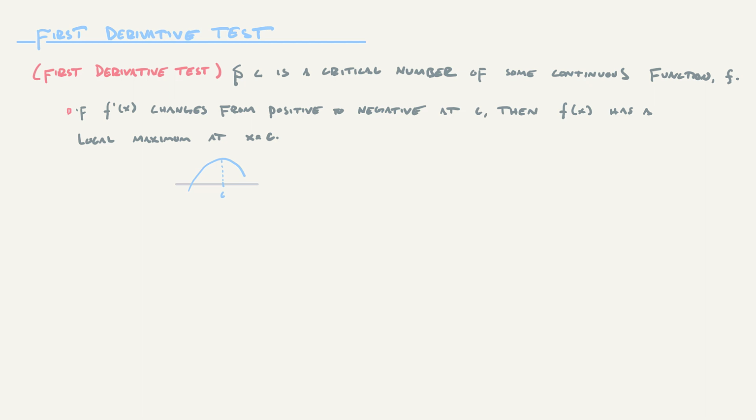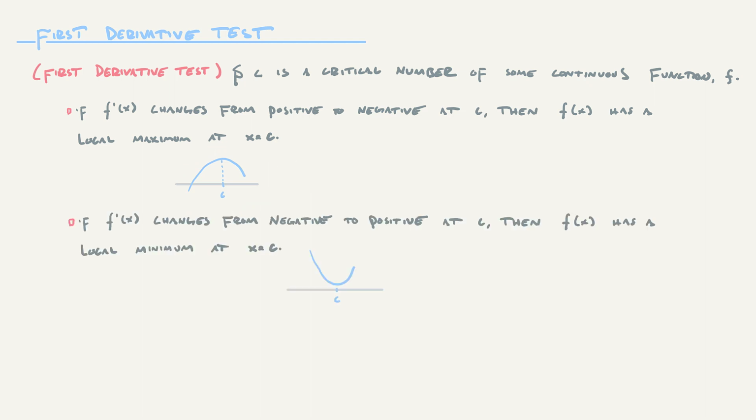But the first derivative test says that suppose c is a critical number of some continuous function f, if f prime of x changes from positive to negative at this point c, meaning that it was above the x-axis before c and below the x-axis after c, then f of x has a local maximum at x equals c. So what I've drawn here is actually f of x, right? That's what's going on. It's got a positive slope before c and a negative slope after, which means the derivative was positive before c and negative after. That implies that there's a local maximum.